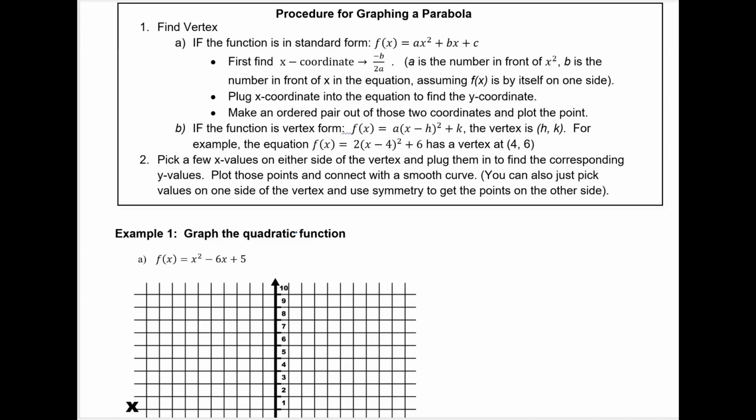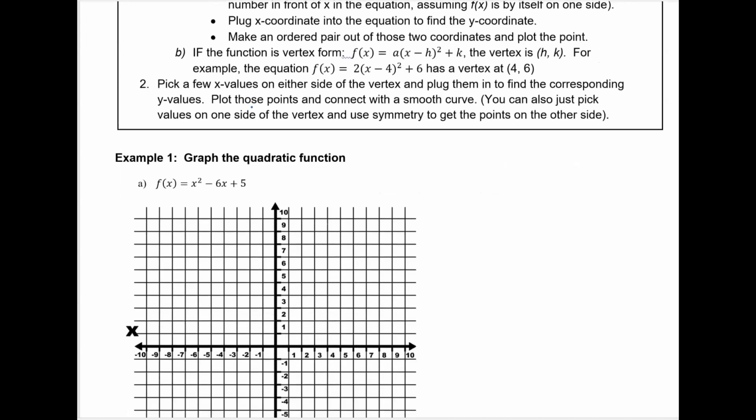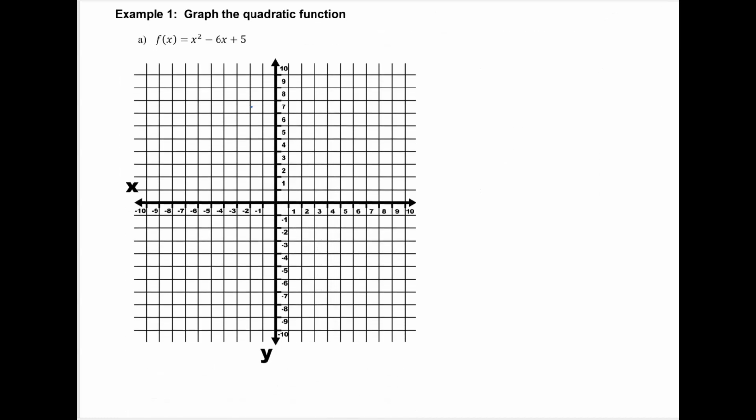There are different options like I've shown you before. I think the easiest way is to find the vertex and to pick some values on either side of x. And with the graphing software we have, you could also just put this in and graph it that way. But I'm going to show you how to do it by hand.